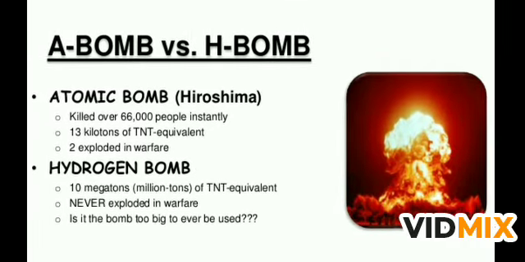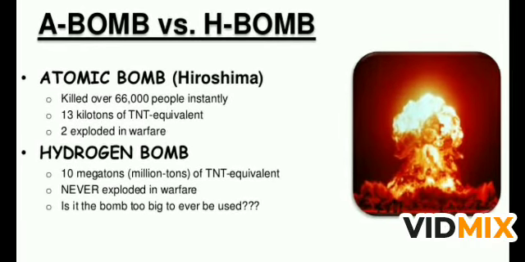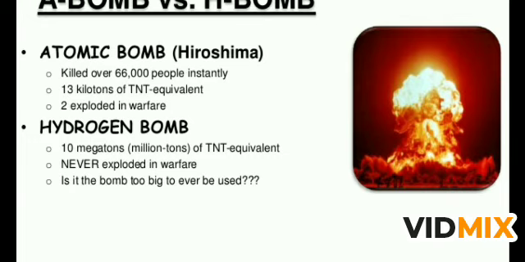Atom bomb versus hydrogen bomb. The atomic bomb which fell on Hiroshima killed over 66,000 people instantly. 13 kiloton of TNT equivalent energy was released, and it was exploded in warfare twice. If you compare with the hydrogen bomb, 10 megaton of TNT is equivalent to that. It has never been exploded in warfare. Is the bomb too big to ever be used?